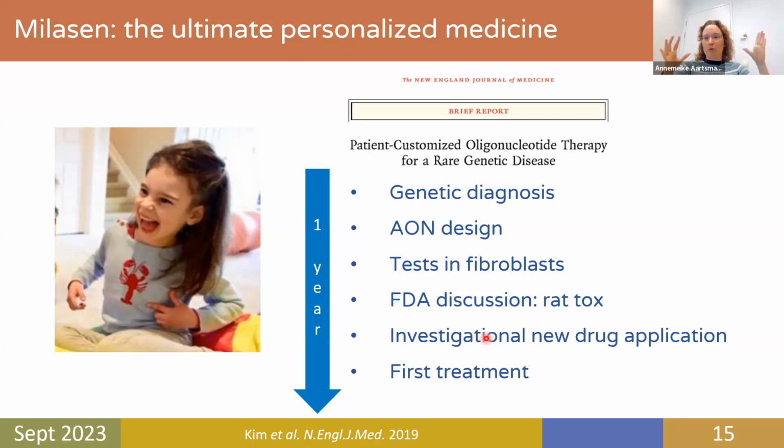However, she has a unique mutation. So there won't be a company interested in it, but I'm going to see if I can develop this myself. So he designed AONs, tested them in fibroblasts from the patient, had discussion with the FDA for studies on toxicity, submitted an investigational new drug application, or an IND, and then within a year of finding the cryptic splicing mutation, he treated the patient for the first time.